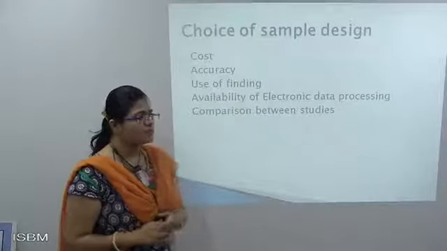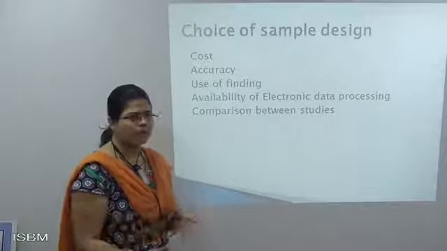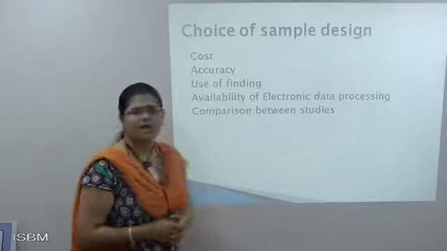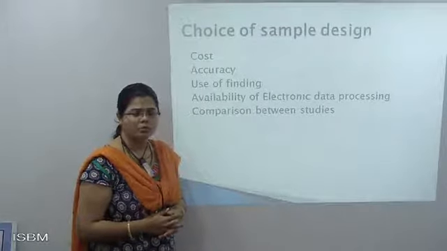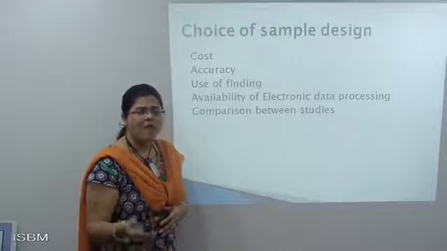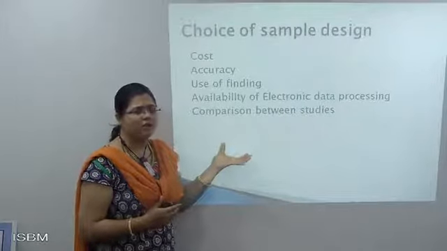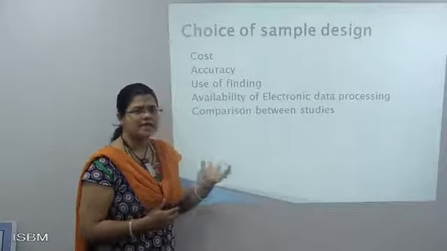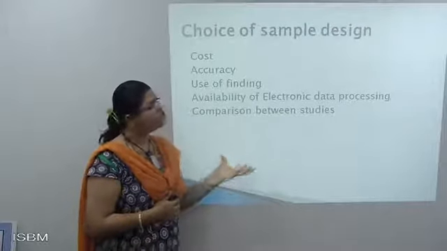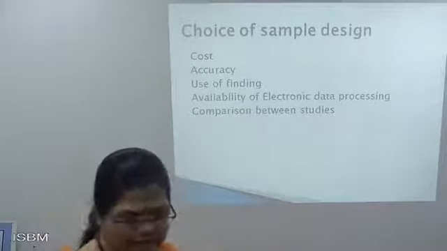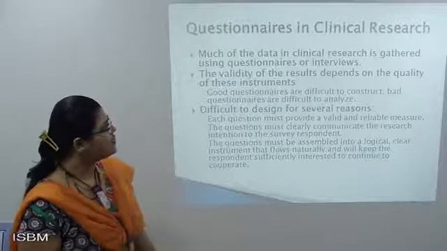Availability of electronic data processing: you will check through which electronic process you are storing the data and keeping it for a longer period of time. Comparison between studies is obviously important, because you need to compare what type of sampling methods you used and what you studied with the current sampling. This makes your research design more convenient, helps you understand research methods and sampling methods, and how you can design and frame them.